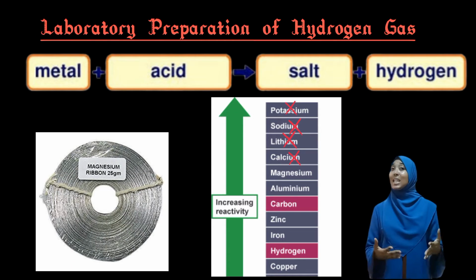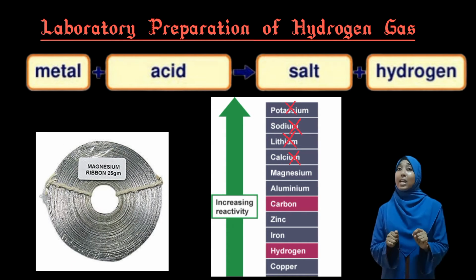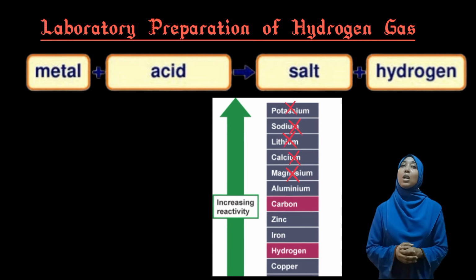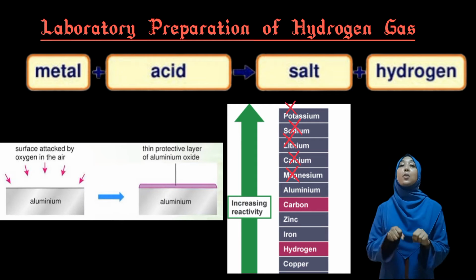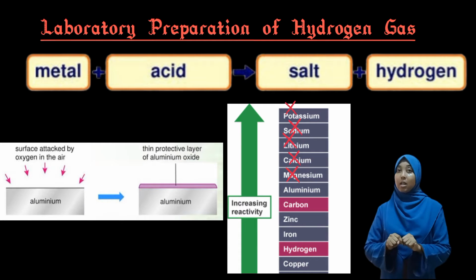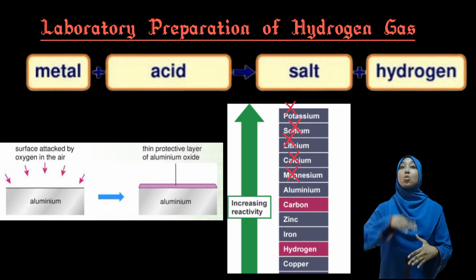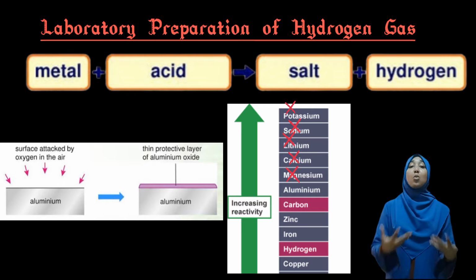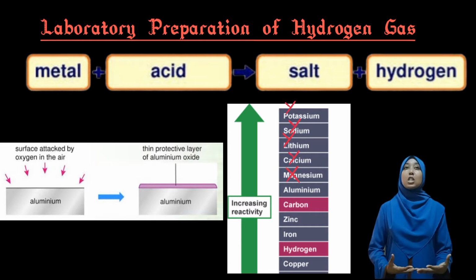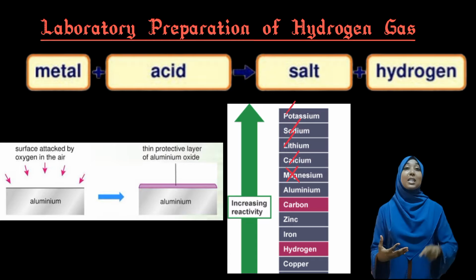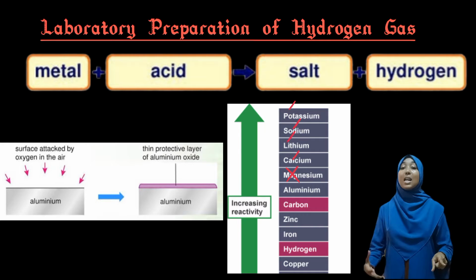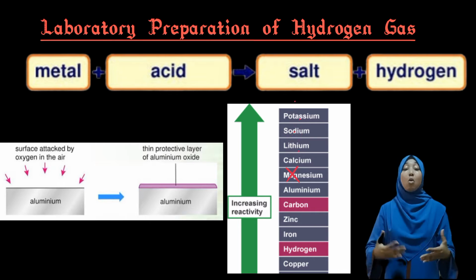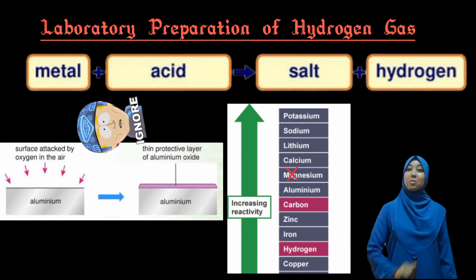So magnesium can technically be used, but it's relatively expensive compared to other metals. So again, magnesium is out. Moving on to aluminium. Aluminium has a protective coating of aluminium oxide. Now, aluminium metal usually reacts with oxygen to form aluminium oxide. Aluminium oxide protects the aluminium metal from corrosion. So, it's very difficult to react the aluminium metal with a dilute acid unless first you go through the trouble of removing the aluminium oxide layer. Why bother? So, aluminium is out.